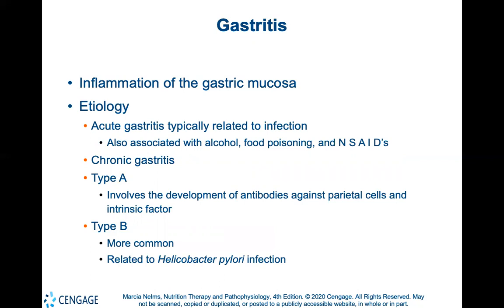Chronic gastritis is classified as type A or type B. Type A involves the development of antibodies against parietal cells and intrinsic factor and is less common. Type B is more common and is related to H. pylori infection.